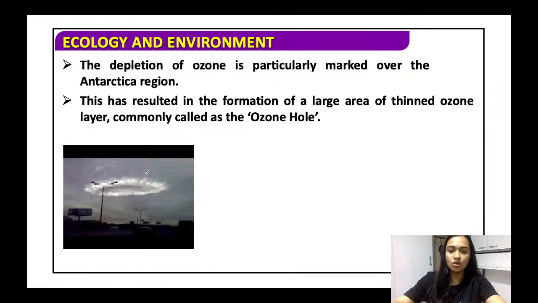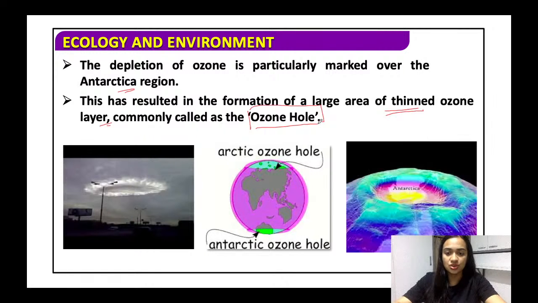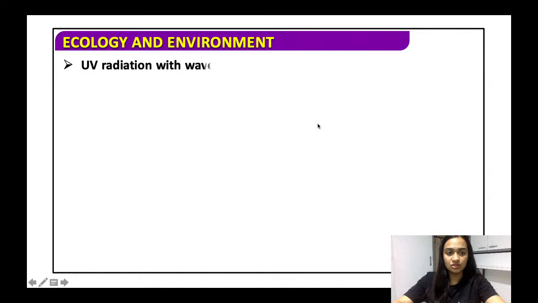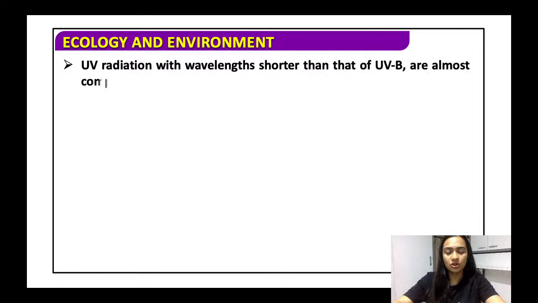So the depletion of ozone is particularly marked over the Antarctica region. So this has resulted in a large area of thin ozone layer, and it is commonly called the ozone hole. तो जहाँ पे भी ये ओजोन लेयर बहुत थिन हो जाती है, तो क्या बनती है? They cause something called the ozone hole. तो now UV radiation जो है, they have a shorter wavelength.